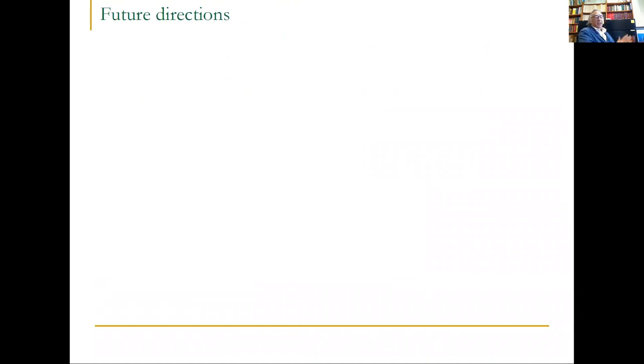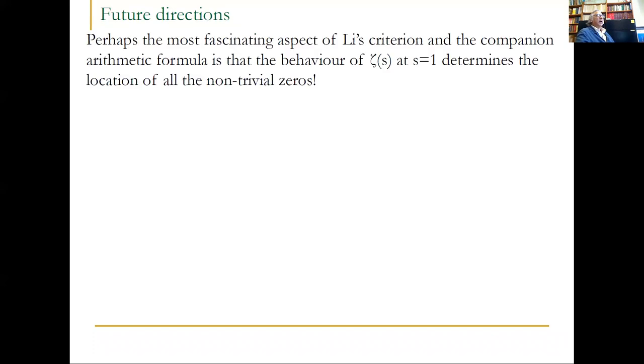So that's where I would like to stop. I just want to give a quick prediction, I don't know what the word is, thematic future directions, let's put it that way. The most fascinating aspect of Li's criterion and the companion arithmetic formulas is that the behavior of zeta of s at s equals 1 determines the location of all the non-trivial zeros. I find that very interesting.